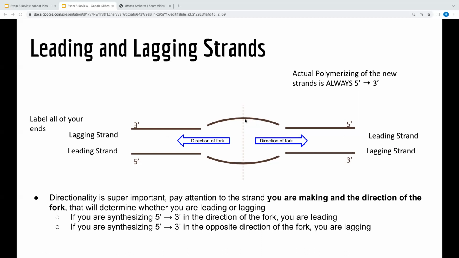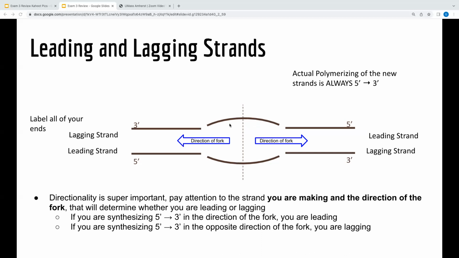And therefore, when you're opening this bubble on the top here, you can continuously add as the direction of the replication fork opens, because you can keep adding to the 3' end on this side for every nucleotide. Whereas on this side, you have to wait for the bubble to open up a little bit more, and then you can add some more, because you can only add on the right side, but not the left, because the right side is the 3' end. So you're going to have to keep waiting for a little bit more of a section to open up, and then you can build another section, and so on and so forth.